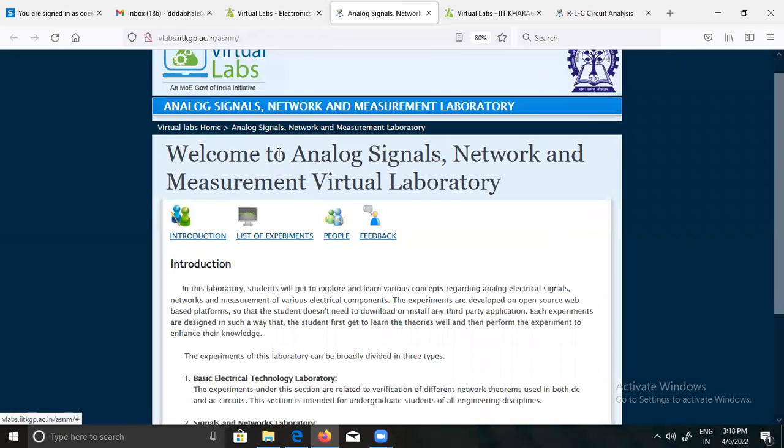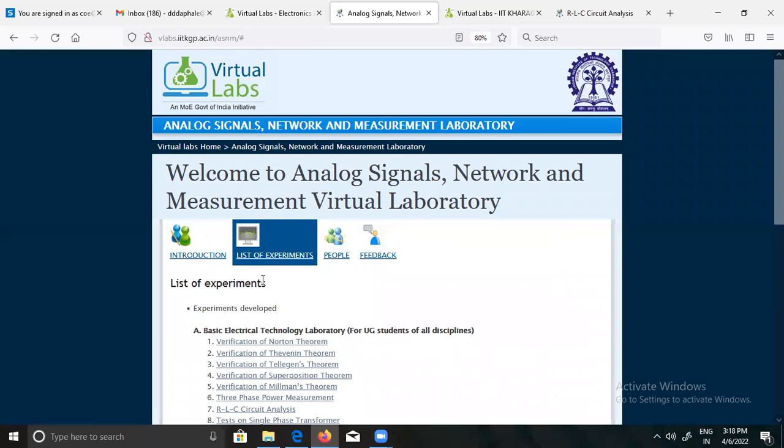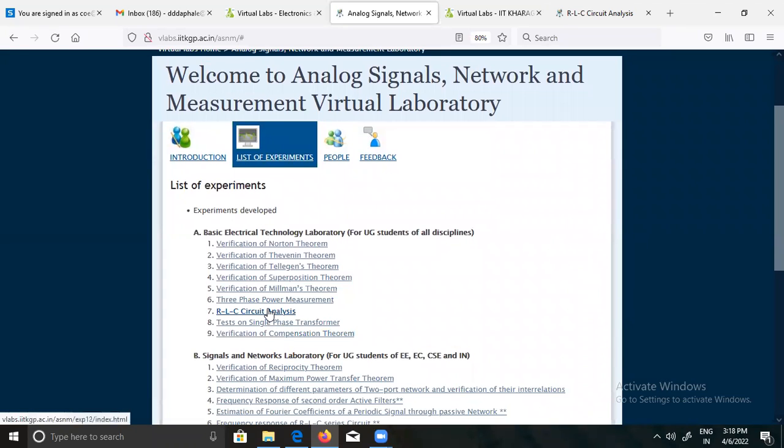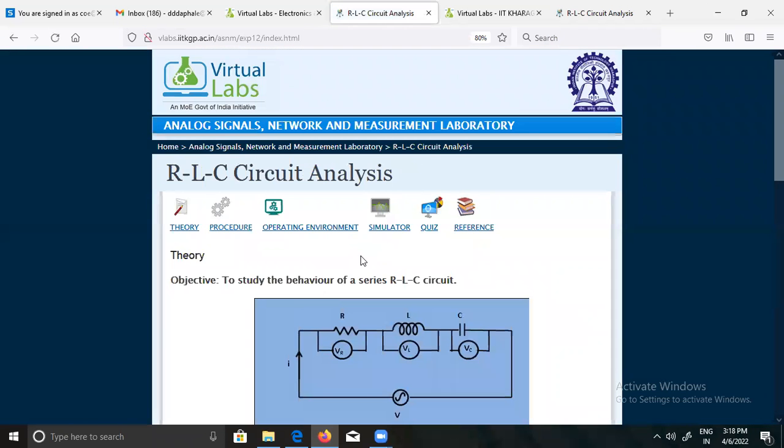Here you have to see which lab is there: analog signal network and measurement theory. So we have to go here. That is nothing but the list of experiments that you are observing here. That is nothing but this RLC circuit analysis. You just have to click here.